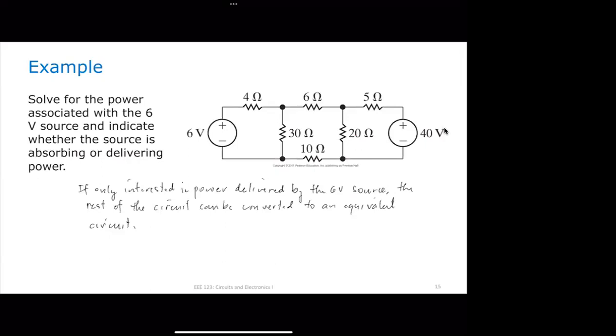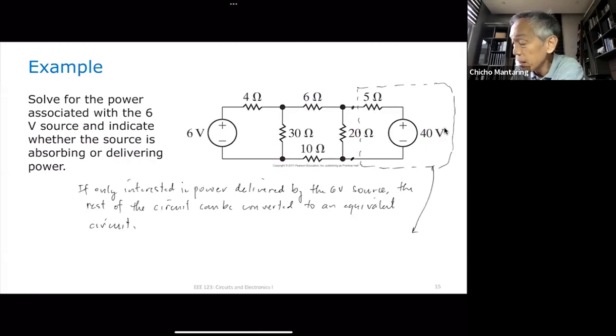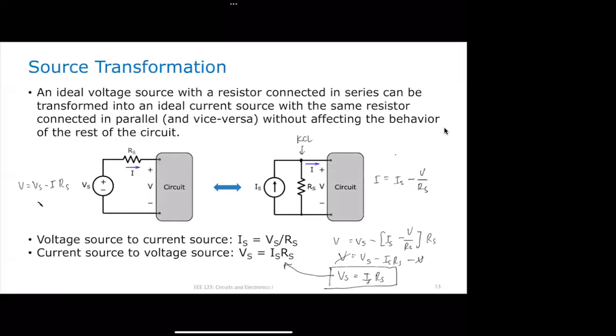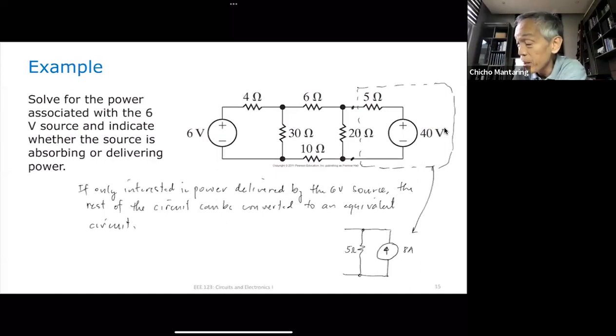If I convert that to a current source, then in effect, I'm getting the equivalent of this, with respect to these two terminals. What is the equivalent of that? Careful of your direction, no? It will be a current source in parallel with a resistor. What is the value of my resistor? The value of my resistor will still be 5 ohms. What is the value of my current source? 40/5. Yes, the value of my current source is going to be 40/5, or 8 amperes.